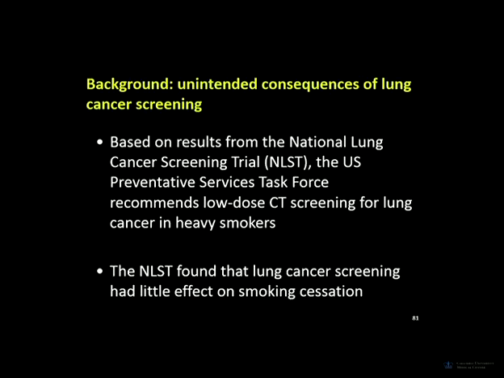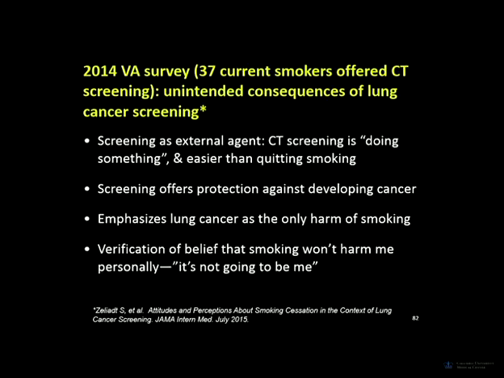Why do you think that could be? What is going through the screening test? What might people think? What might be some unintended consequences of screening people? You might say, well, I don't have lung cancer, so... Yeah, that's exactly right. So let's see what happened. Actually, they did a study in the Veterans Administration where they're rolling out this screening program, and they did in-depth interviews with 37 current smokers who were offered CT screening. And here are some of the things that came up in these interviews.